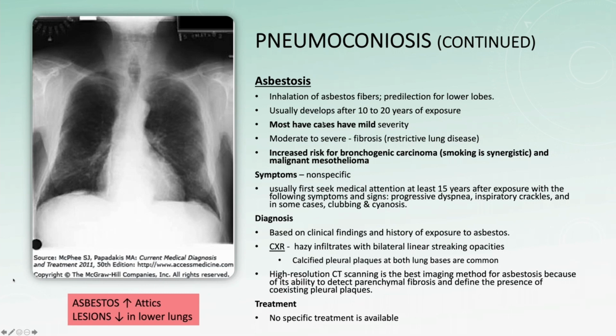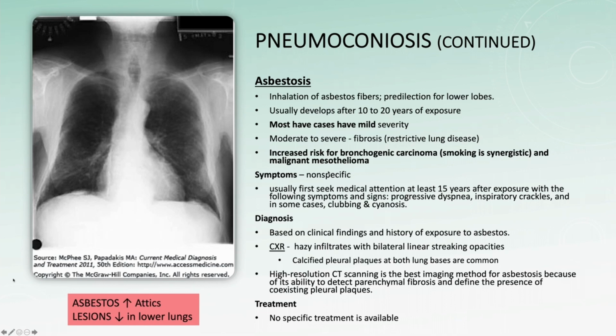And the good thing is most patients have pretty mild severity, but the ones that have moderate to severe have restrictive lung disease and fibrosis, similar to coal workers' lung. What's important to mention here is that with asbestos exposure, you have a risk for bronchogenic carcinoma, and smoking and asbestos are synergistic. It's 1 + 1 = 3 in the risk that you have for developing a bronchogenic carcinoma. Okay.